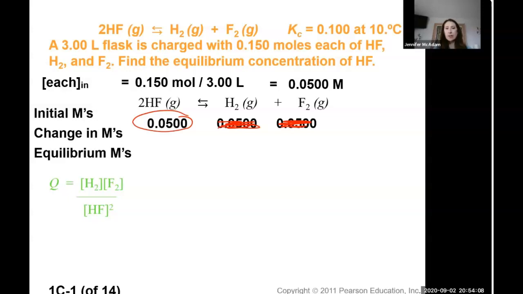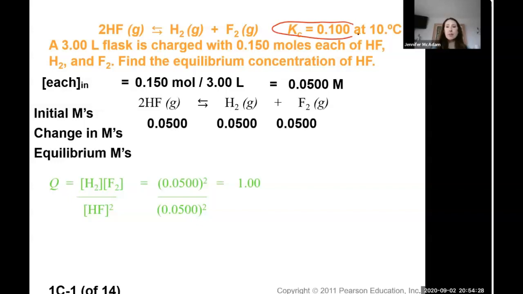Well, if they only give us reactants, we know it's going forwards, right? Or if they only give us products, well, then we know it's going backwards. But they're giving us reactants and products. So now we need to use Q to see if it's going to go forwards or backwards. And again, Q is pretty easy to see. It's going to be 1, right? So now we compare. Kc is 0.1, Q is 1.